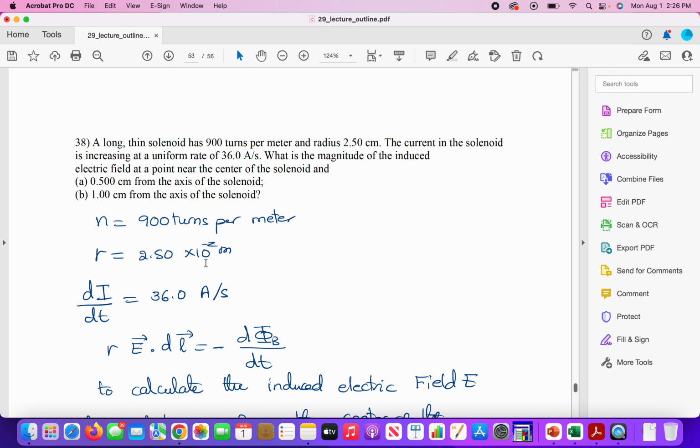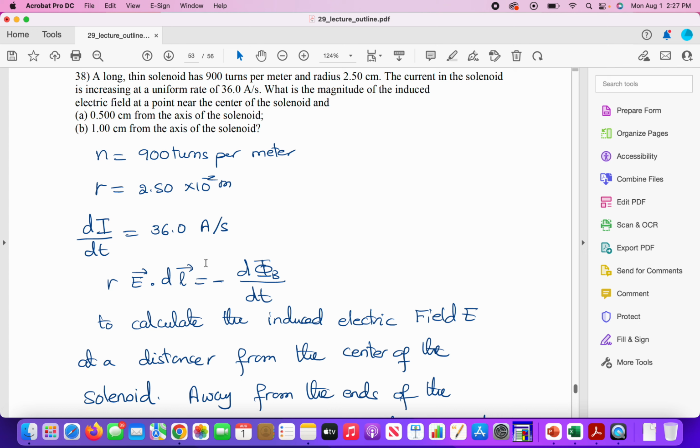Here it's a problem about a solenoid. A long thin solenoid has 900 turns per meter and radius 2.5 centimeters. The current in the solenoid is increasing at a uniform rate of 36 amperes per second. What is the magnitude of the induced electric field at a point near the center of the solenoid, 0.5 centimeter from the axis of the solenoid, and 1 centimeter from the axis of the solenoid?